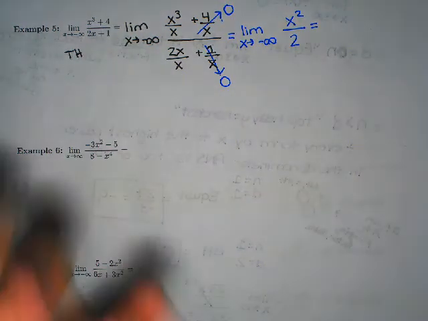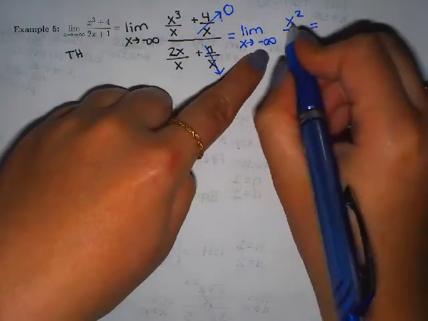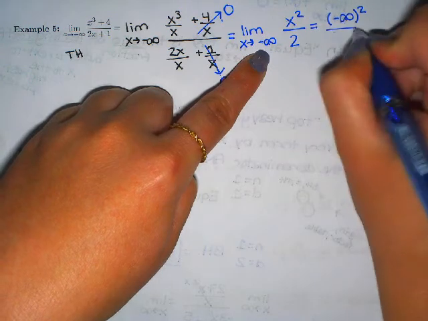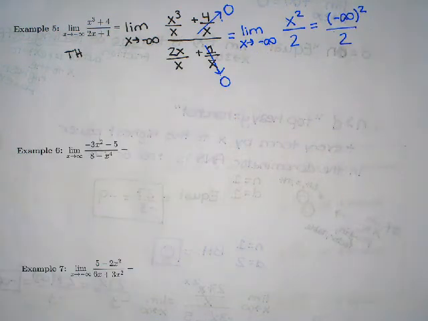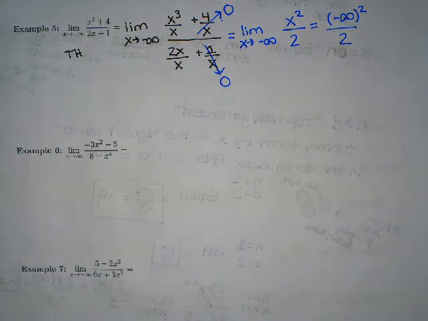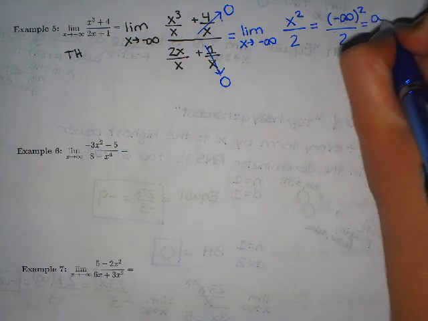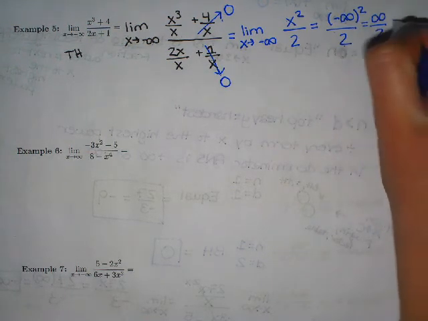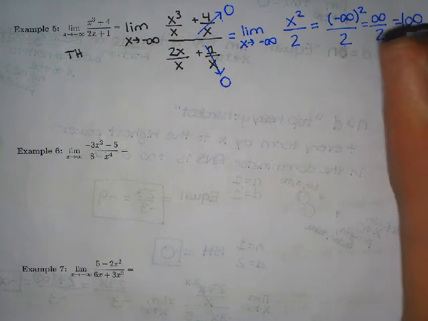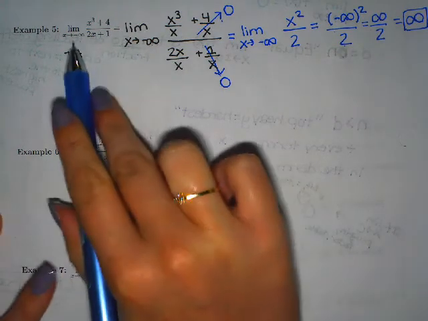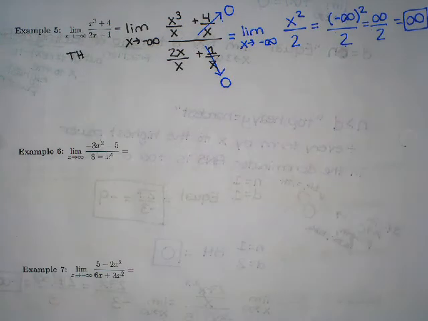And now I can plug in. Is my answer infinity or negative infinity? Well, I'm going to plug in negative infinity for my x, which is getting squared, and then I'm going to divide it by 2. Ooh, let's be careful on this one. Negative infinity squared. Negative infinity times negative infinity is going to make it positive infinity. Divided by 2 is going to keep it positive infinity. So be careful when you take a negative number and square it, it makes it positive. So this one, we had x go to negative infinity, and the answer was positive infinity.